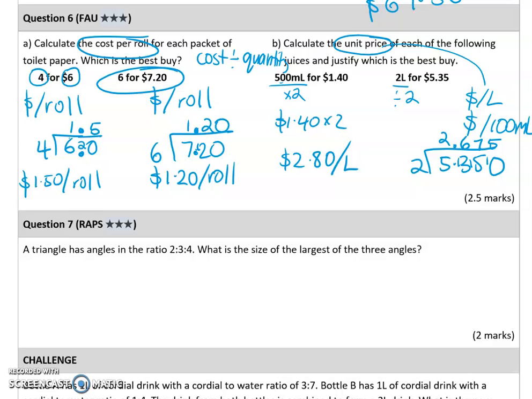$2.675, making sure that money is always rounded to 2 decimal places, to the nearest cent. $2.68, the 5 brings it up. $2.68 per litre. The cheapest option is this one here. $2.68 per litre, saving 12 cents per litre. Making sure that you write a full sentence. The cheaper option, the best buy, is the 2 litre juice.